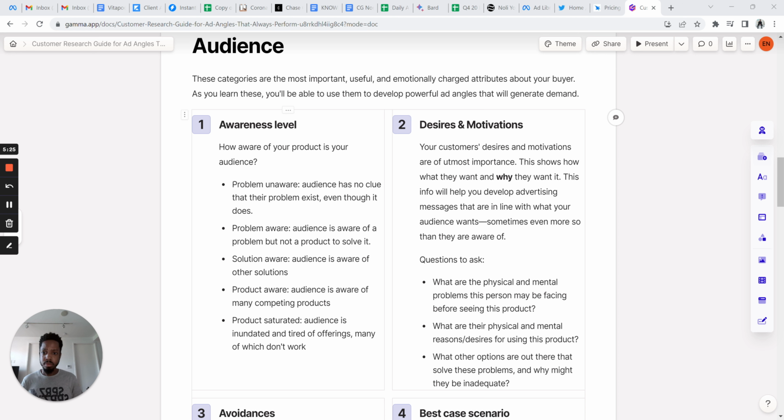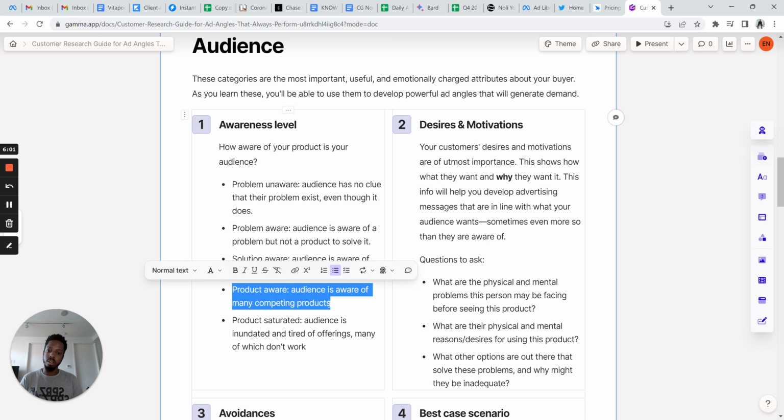solvable. Problem aware. This is when a person is aware of the problem, but they don't quite know of a product that can solve it. So it's a little different from problem unaware, because in problem aware, they know the problem and they want to solve it. They just don't really know how, so it's not that big a deal. Solution aware, right? This is when the audience is aware of other solutions. So this is kind of like a situation where people have products for this, but they're not fully immersed in them yet.